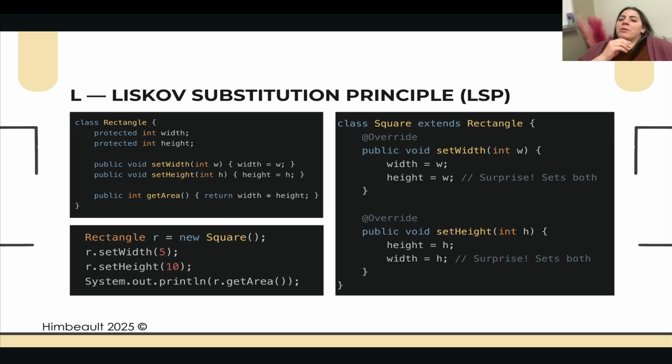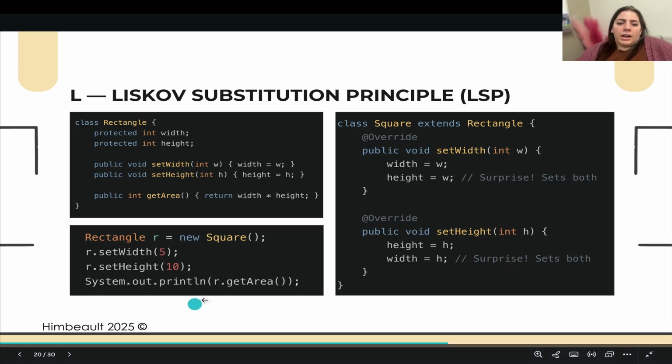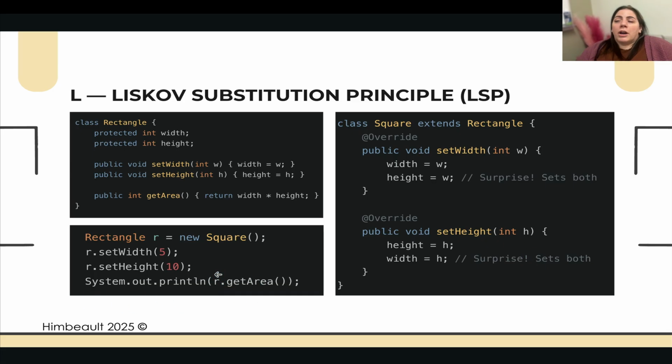So somebody might want to write code like this, right? But now, if we try to have a Rectangle r equal new Square, which will be totally fine compile-wise, r.setWidth will bring us into here and change both to 5, and then r.setHeight will change both to 10, and System.out.println getArea, not going to work. It'll work, but we'll get 100 as opposed to potentially 50.